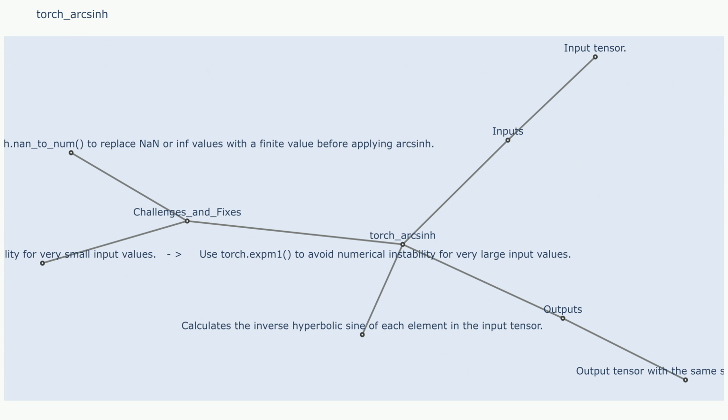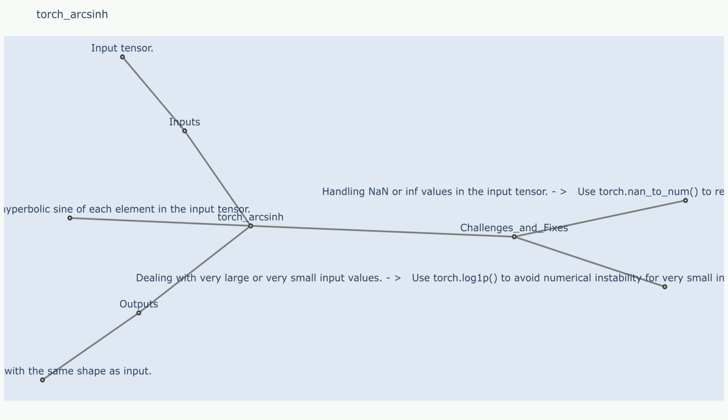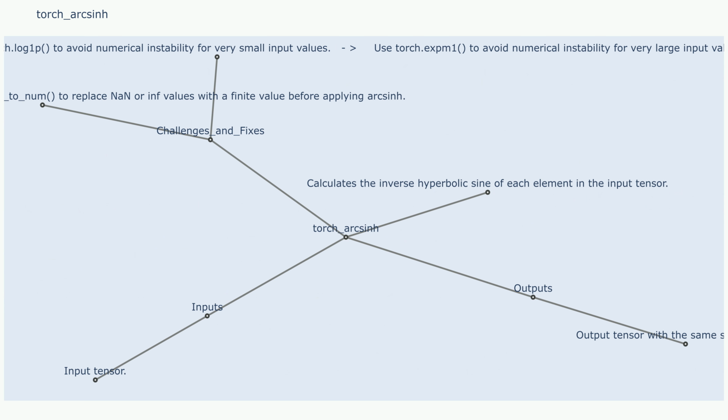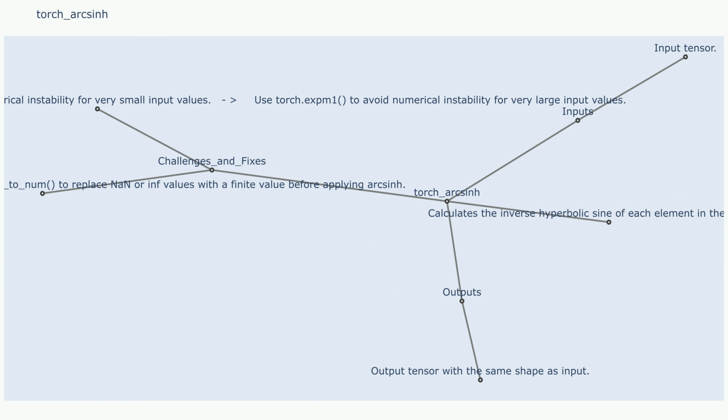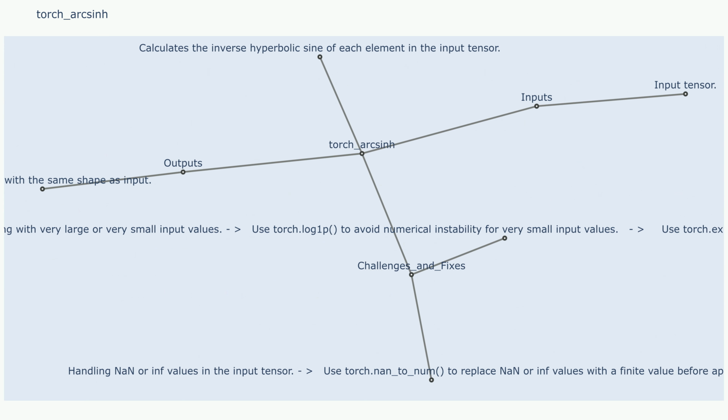Steps: the function iterates through each element of the input tensor. For each element, it calculates the inverse hyperbolic sine using the mathematical formula arcsinh(x) = ln(x + sqrt(x^2 + 1)). The calculated value is stored in the corresponding element of the output tensor. Challenges and fixes. Challenge 1: the input tensor might contain values that are not within the domain of the arcsinh function, such as NaN (not a number) or inf (infinity).